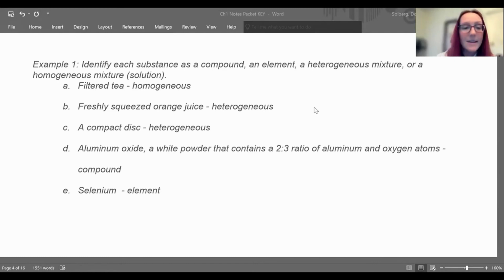Aluminum oxide, which is a white powder that contains a 2-to-3 ratio of aluminum and oxygen atoms. What that means is the formula is 2 aluminums and 3 oxygens, Al2O3, always. So if something has a fixed ratio, i.e. always 2-to-3, or for water, always 2-to-1, it's going to be a compound. So aluminum oxide would be a compound. And selenium can be found by itself on the periodic table, so that must mean it's an element.